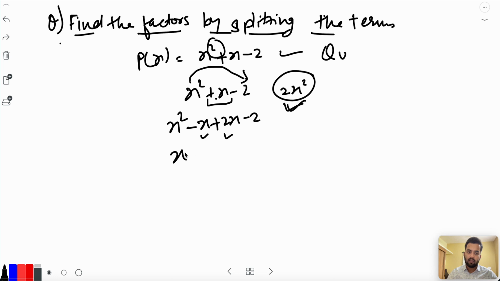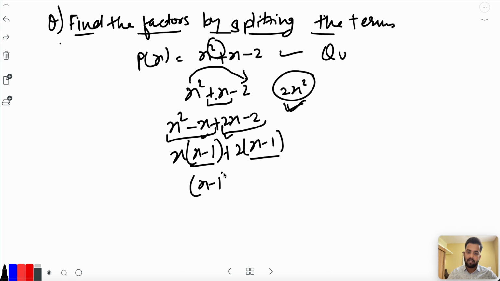Now take the common. From these both you take a common, and from these both you take a common. So x minus 1 here and 2 here, so x minus 1 again here. See, x minus 1, x minus 1. So write x minus 1 like this, and x plus 2. So x plus 2 is the second factor. This is the first factor, this is the second factor.